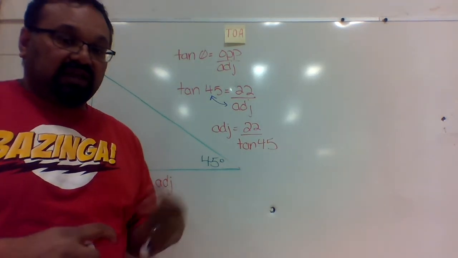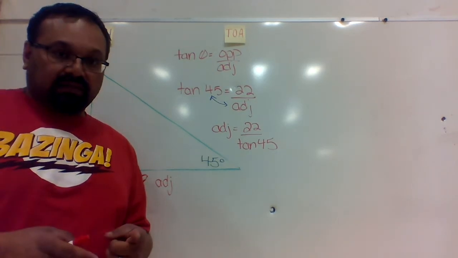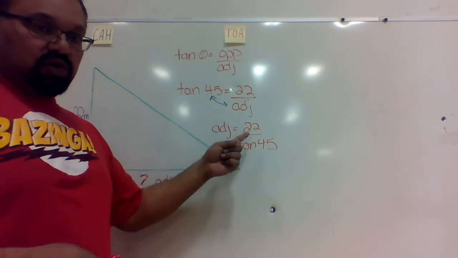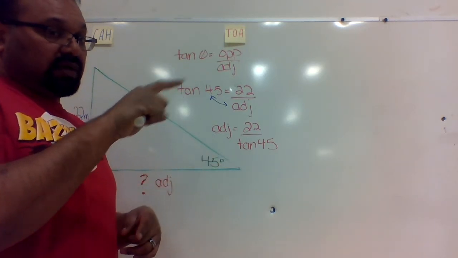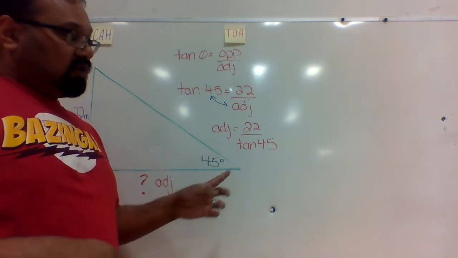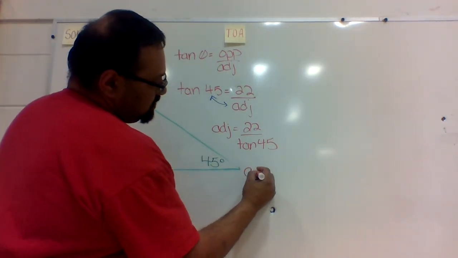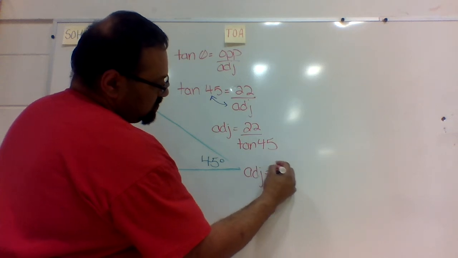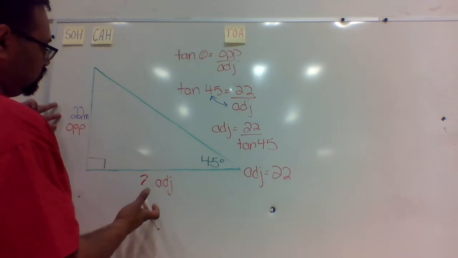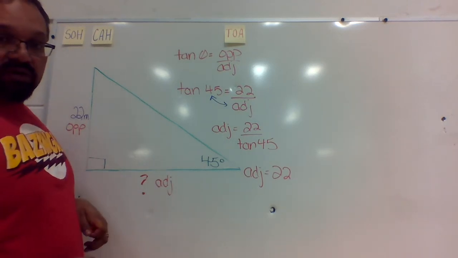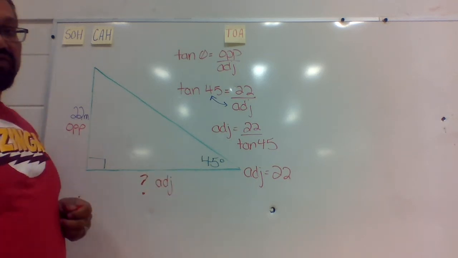Now, you'll see it better when I do it in the calculator, but basically, if I punch in the numbers, 22 divided by the regular tangent button and then 45, I'm going to get an answer that the adjacent equals 22. So that would mean if this side's 22 and this side's 22, then this angle is going to be 45.